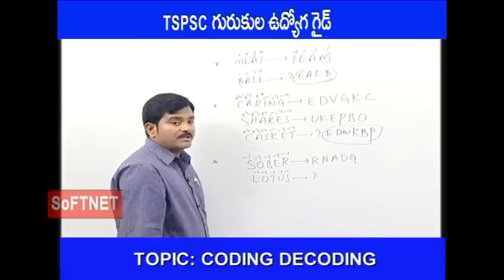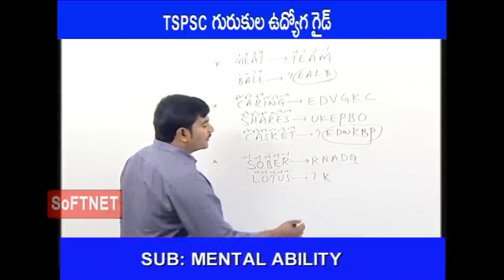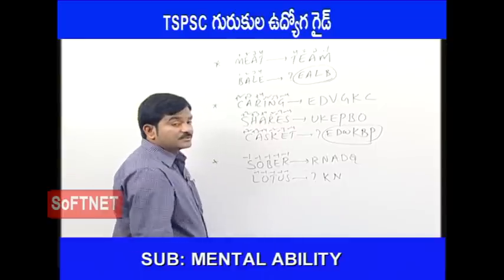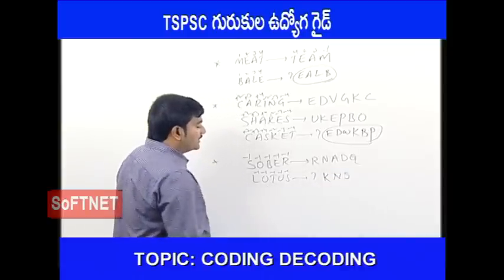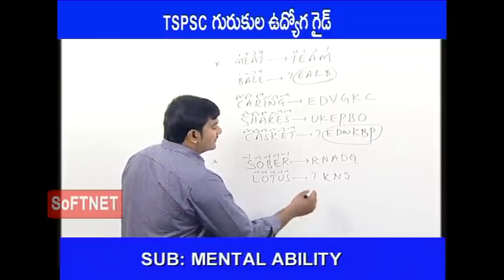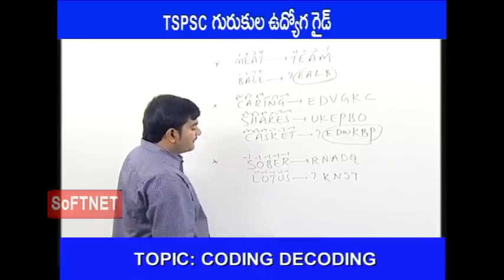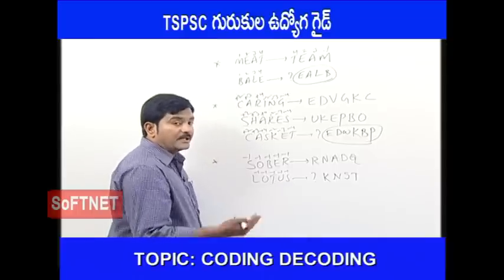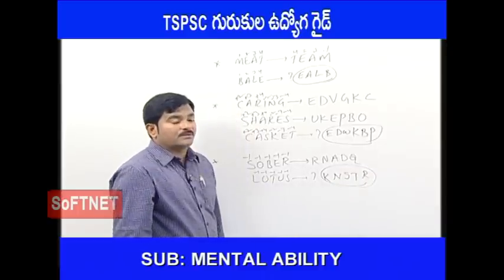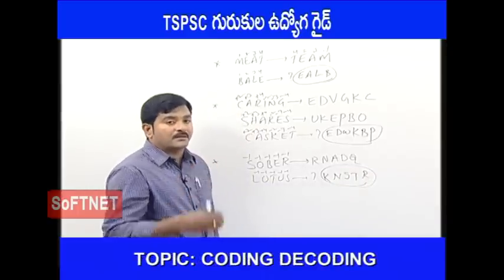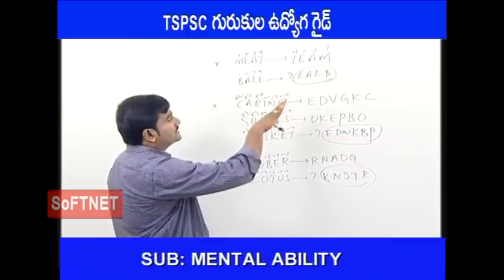L means 12, 12 minus 1 means 11, 11th one is K. O means 15, 15 minus 1 means 14, 14th one is N. T means 20, 20 minus 1 means 19, 19th letter is S. U means 21, 21 minus 1 means 20, 20th letter is T. Finally S means 19, 19 minus 1 means 18, 18th letter is R. Hence the answer for the required question is KNSTR.